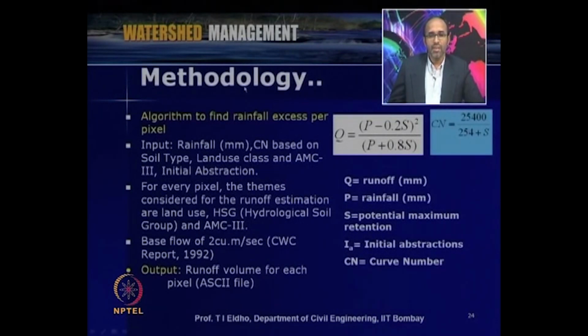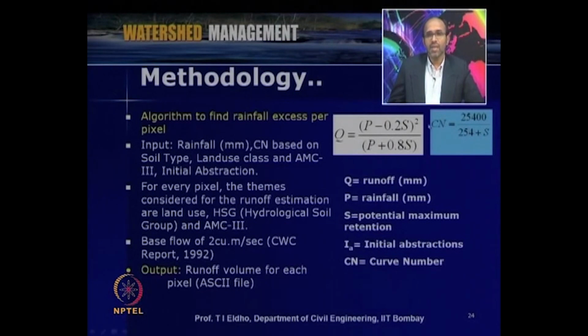Here the methodology used is further explained. The algorithm to find rainfall excess per pixel is as follows. The input is rainfall in millimeters, and the curve number based on soil type, land use class, and AMC 3 initial abstraction is considered. For every pixel, the themes considered for the runoff estimation are land use, hydrological soil group, and then antecedent moisture condition level 3 is used. The base flow is assumed as 2 cubic meters per second as per Central Water Commission norms. Then the output will be the runoff volume for each pixel.